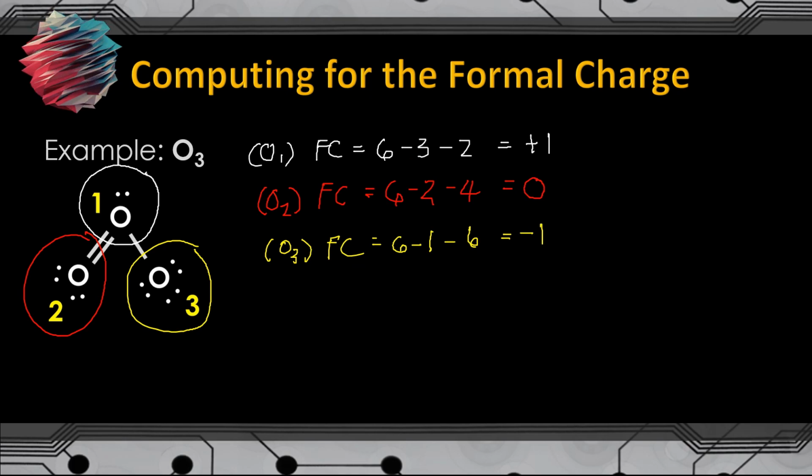Thus, the formal charge of ozone is equal to positive 1 plus 0 plus negative 1, which is equal to 0. Thus, the formal charge of ozone is 0. Okay?